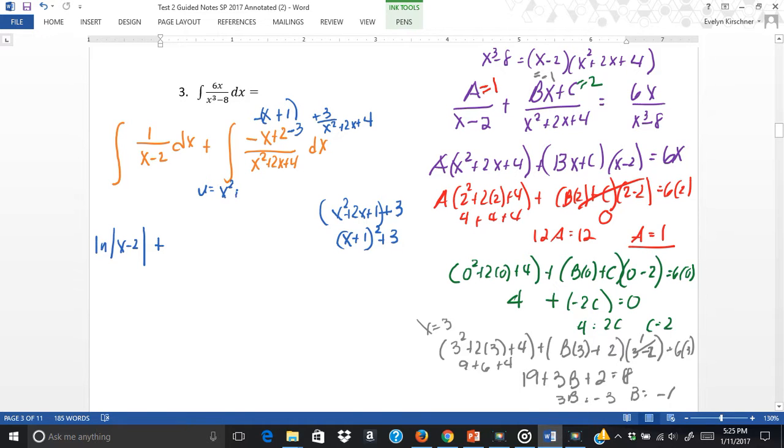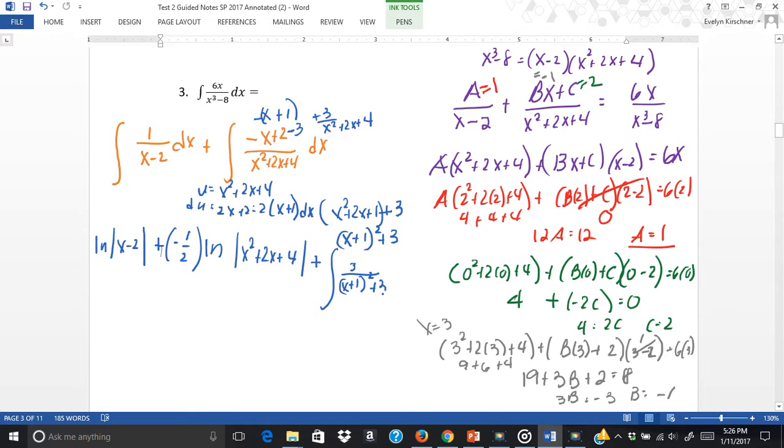If u is x squared plus 2x plus 4, du is 2x plus 2, which is 2 times x plus 1 dx. So I have the x plus 1, I need the 2, and I have a negative here, so it's negative 1/2 natural log of x squared plus 2x plus 4. And the last one I have is plus the integral of 3 over x plus 1 squared plus 3 dx.